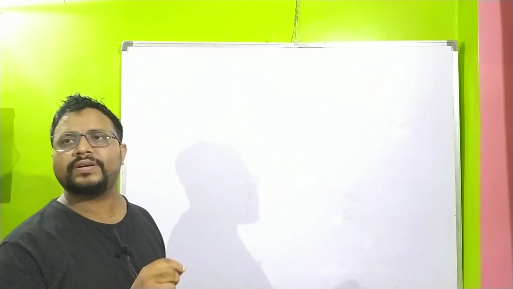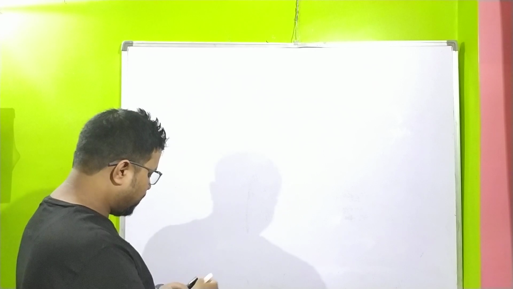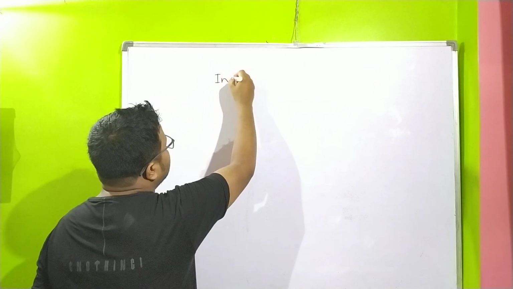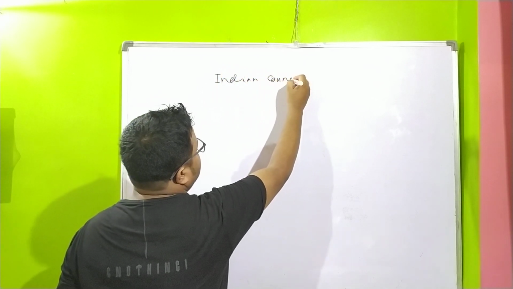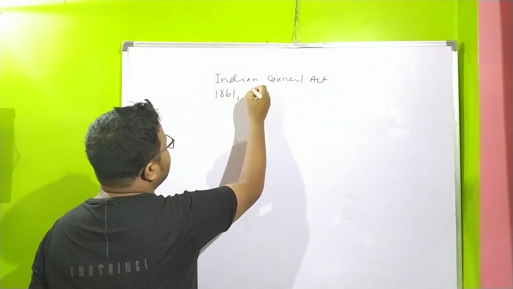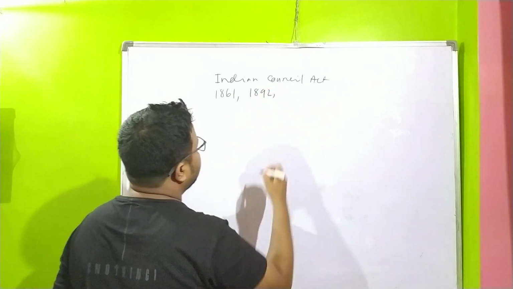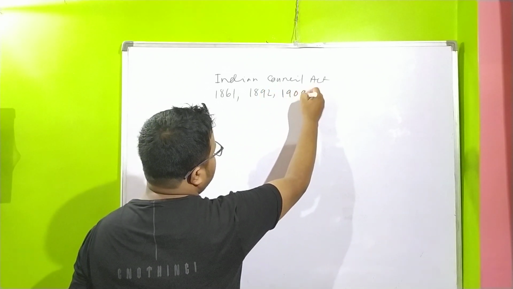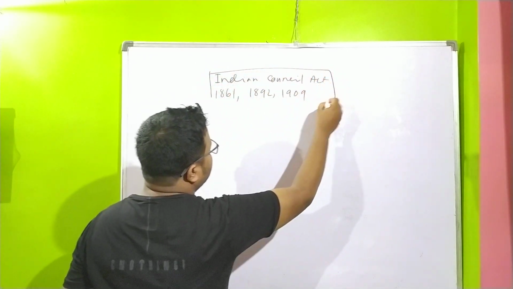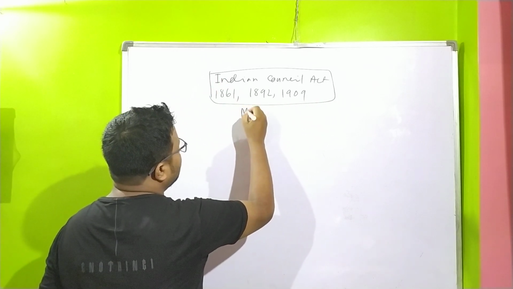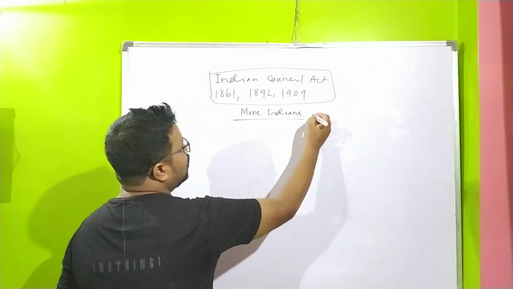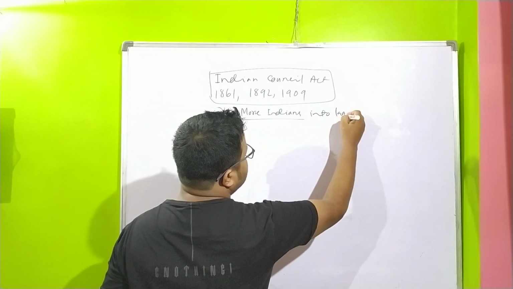Slowly and steadily, the British realized the importance of inclusion of Indians into the administrative machinery. So, for that, they passed three Indian Council Acts. First in 1861, then 1892, then 1909. The basic motive was to involve more Indians into the legislative council.